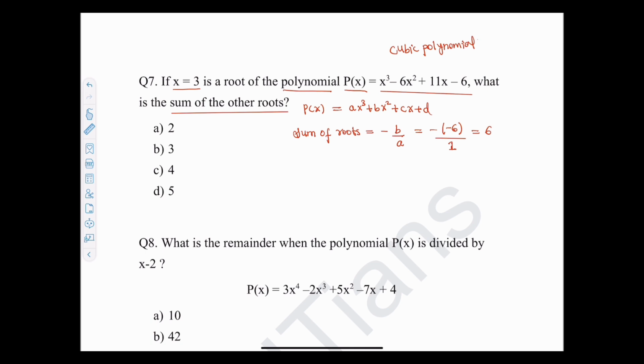Now in a cubic polynomial, since the degree of the polynomial is 3, we will have 3 roots, isn't it? And one root is already given to us. x equals 3 is a root, isn't it? We have to find out the sum of the other two roots. So we have got alpha plus beta plus gamma, the 3 roots. We add these up, we are getting 6. And one of the roots, let's say alpha, is given to us. We have to find out the sum of the other two roots, which is beta and gamma. Okay, so the sum of the other two roots can be found by solving this equation, and we get beta plus gamma is equal to 6 minus 3, which is 3. Hence option B is the correct option.